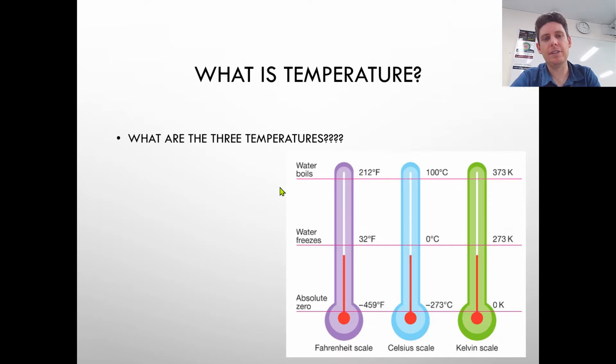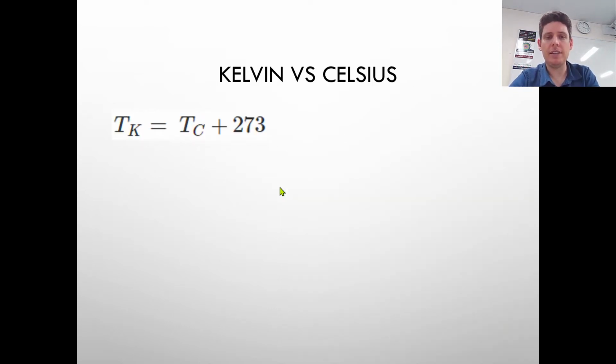Thinking about these things, this is where we get our conversion equations from. The main equation I want you to know is how to convert from Celsius to Kelvin, because you may need to consider something in Kelvin degrees. So if you have, say, 20 degrees Celsius, you simply add 273 to that number and you have the equivalent temperature in Kelvin.